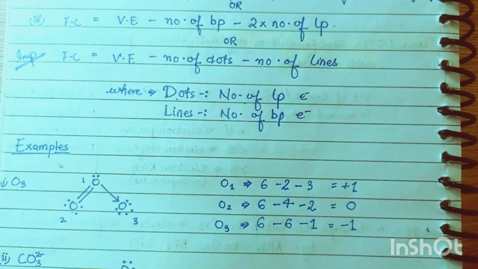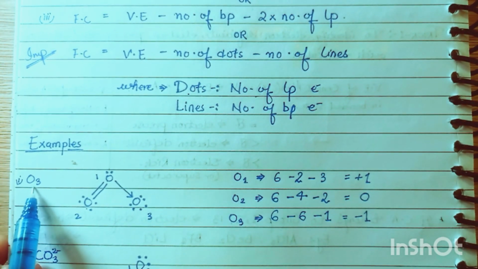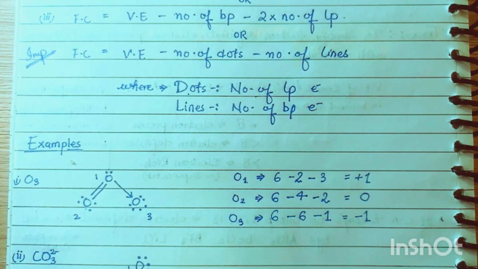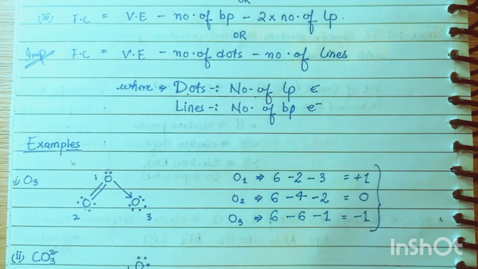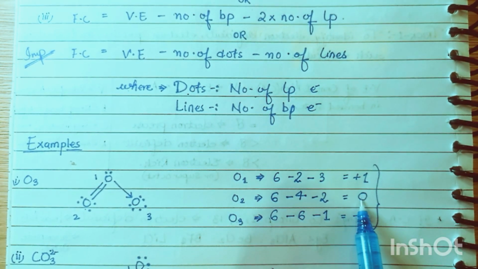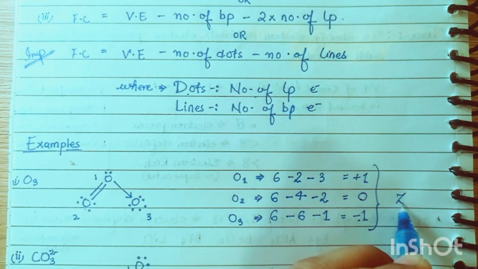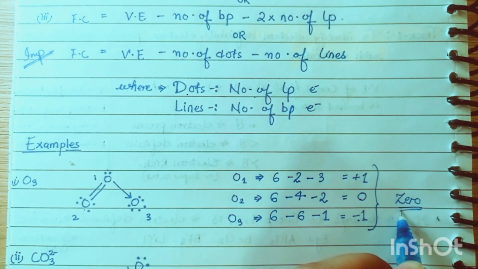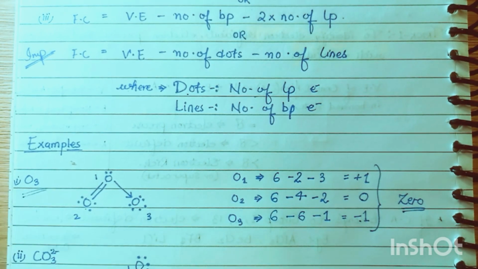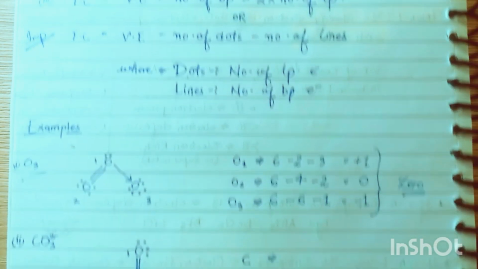How can you identify whether you calculated the formal charge correctly or not? If the molecule is neutral, the sum of the formal charges will be 100% 0. The sum of the formal charges will always be 0 if the molecule is neutral, and the sum will be equal to the charge if the molecule is charged. Here you can add all these formal charges: +1, 0, and -1, and you will get 0. It shows that the molecule has no charge, and it's proved. Okay, let's take another example.